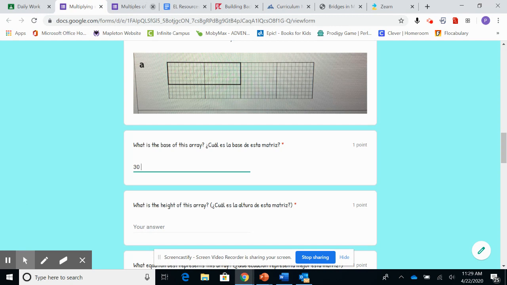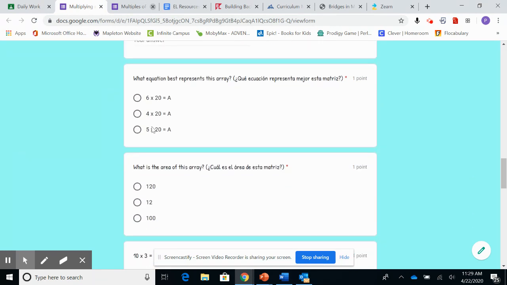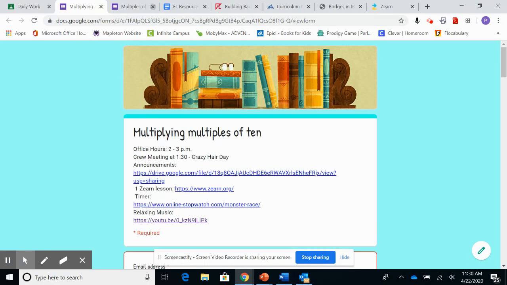It's not 30, you guys. That's not the answer. And then you would go on to the next question. Write it in number form, like this, and don't type the word, because sometimes they'll mark it wrong. Just do the number form. Here is where you'll find the equation that best fits that array, and then here is where you'll solve it. Okay, and when you're done, you click submit at the bottom.